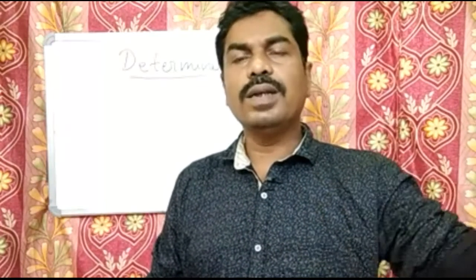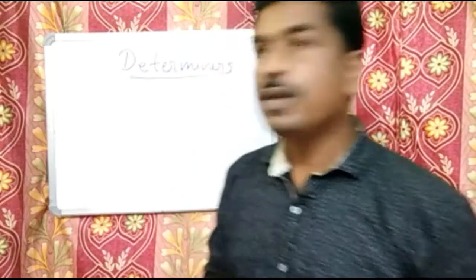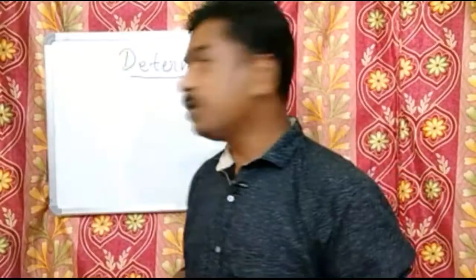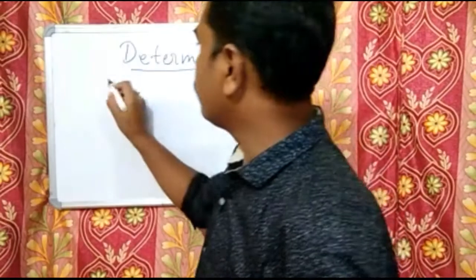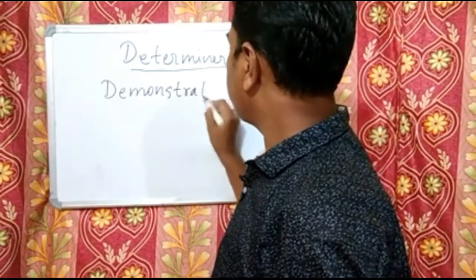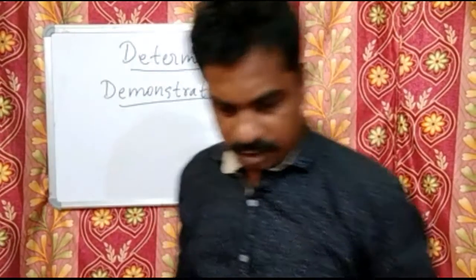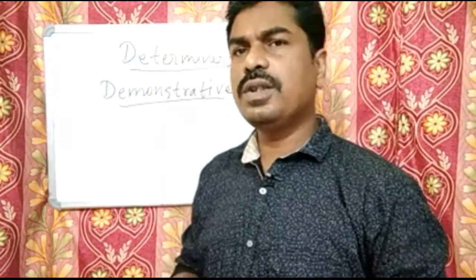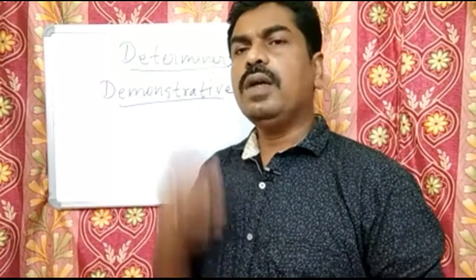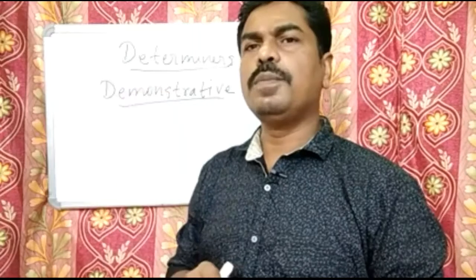One subgroup we already discussed in the previous video, that was about articles. Today I'm going to teach you about the other groups of determiners, and first we are going to discuss a group which is called demonstrative determiners. Demonstrative determiners. Now, what are demonstrative determiners and why do we use them? We use demonstrative determiners to point at a particular object.